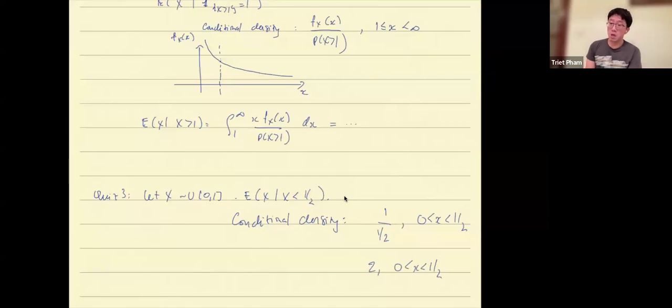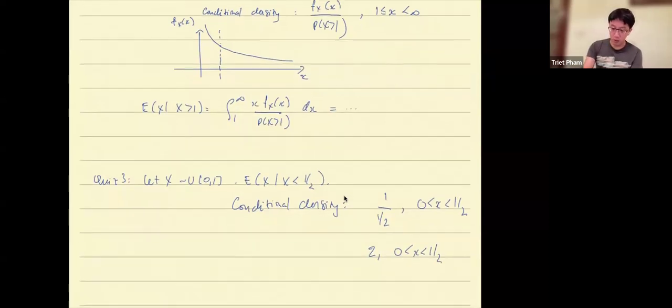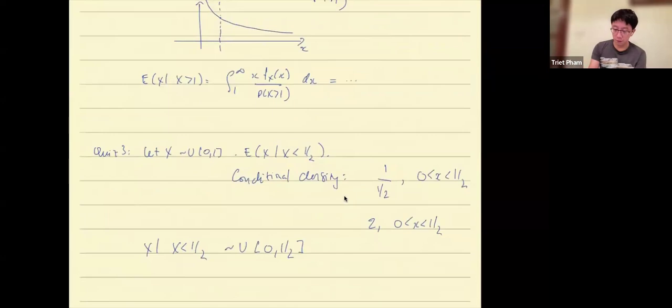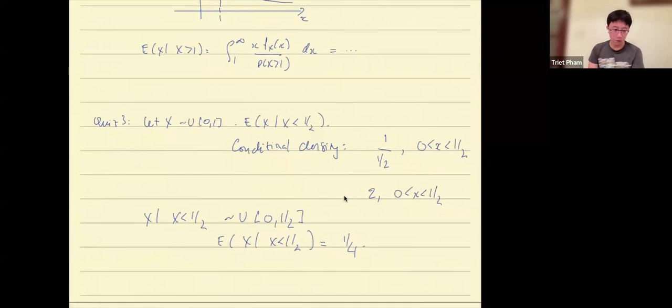So what do we recognize? This guy actually has a name. X conditioned on x less than 1/2 is just going to be a uniform from 0 to 1/2. Therefore, the expectation of x conditioned on x less than 1/2 is 1/4. All right. Any question about this?